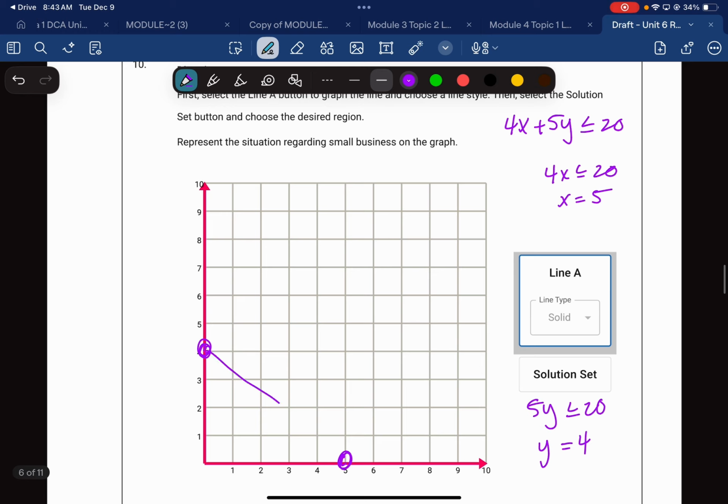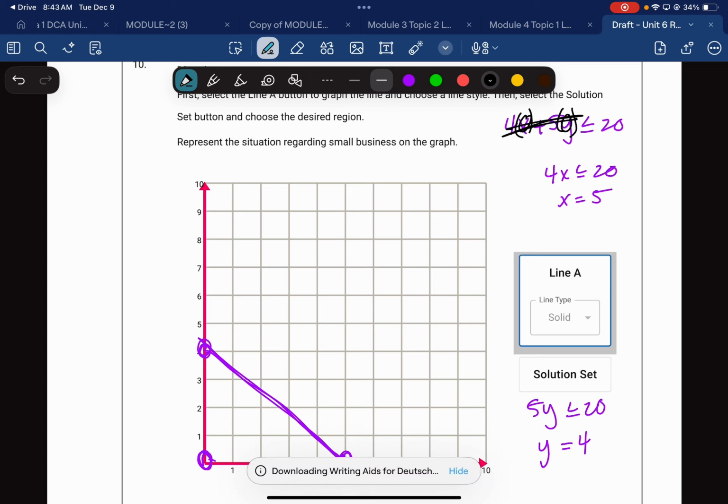And then what type of line does this get? A solid line. Bam. And then what type of shading? In order for us to figure out the shading, we want to take a point and plug it in. Let's take 0, 0. 0, 0 is on my left, on the bottom side. If I plug in a 0 here and a 0 here, we know this whole side is just 0. Is 0 less than 20? True, which means we want to shade on that side. If I got a false statement, we shade on the opposite side.